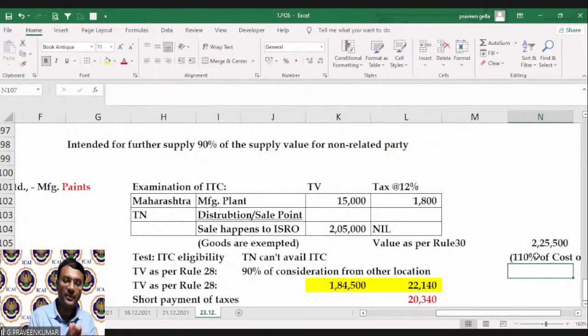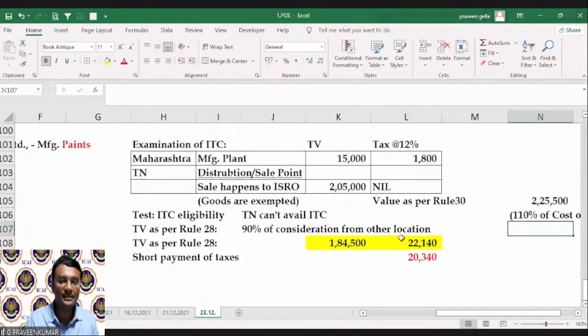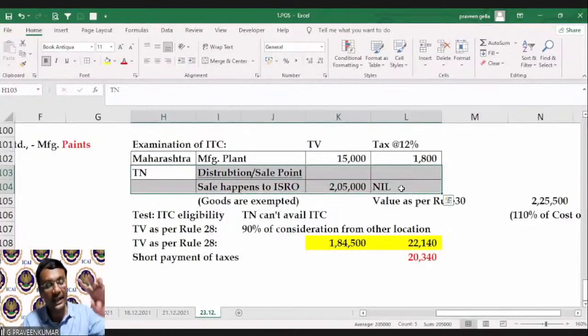So you decide, do you want to go with your Rule 30 or do you want to go with your 90% of the transaction value? Definitely the supplier will say, I'll go with 90% option. Now this comes into picture where the other unit is not in a position to avail input tax credit which was charged by your main location.